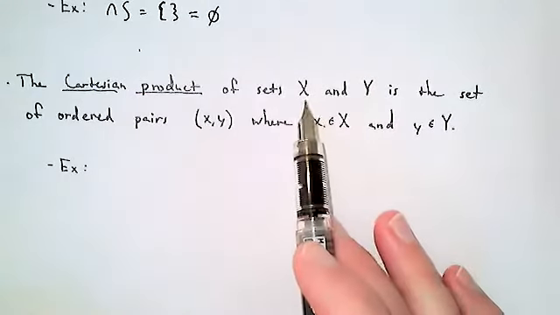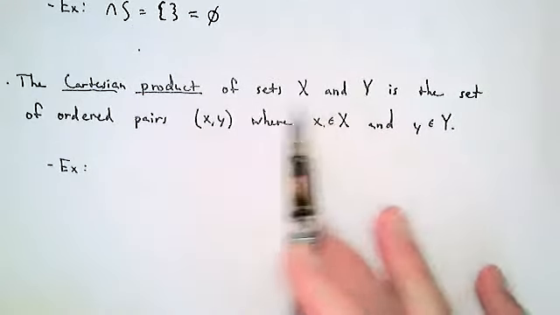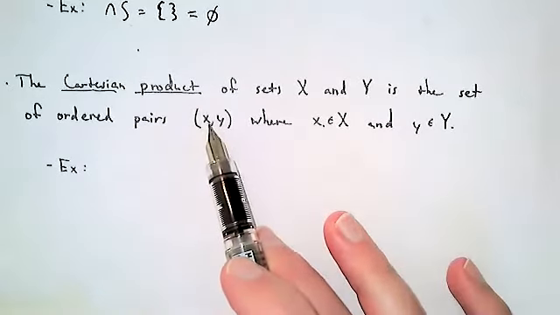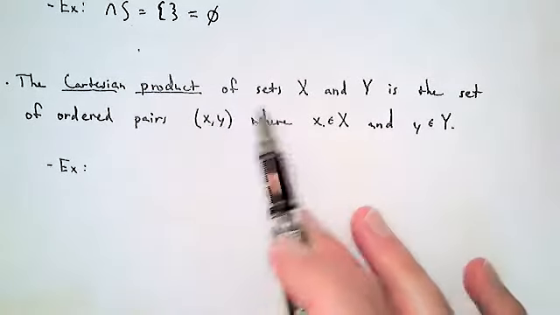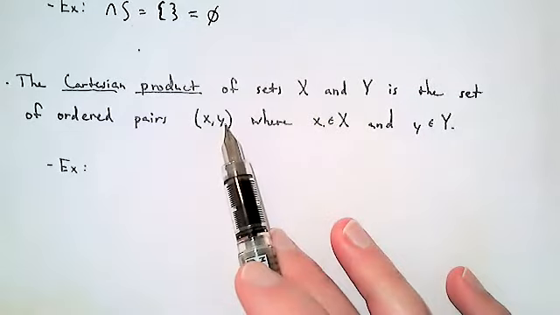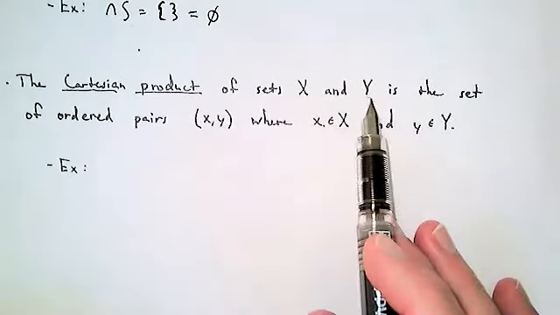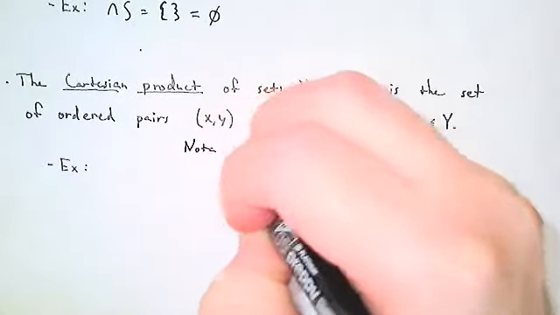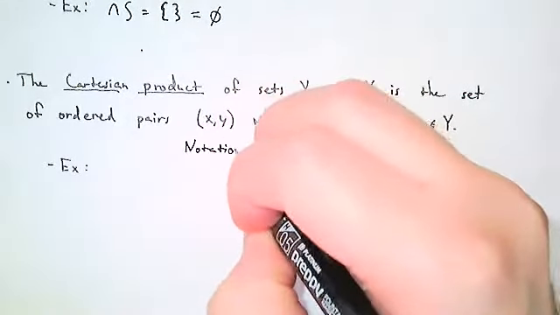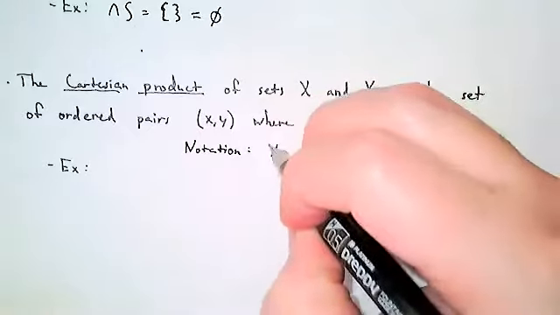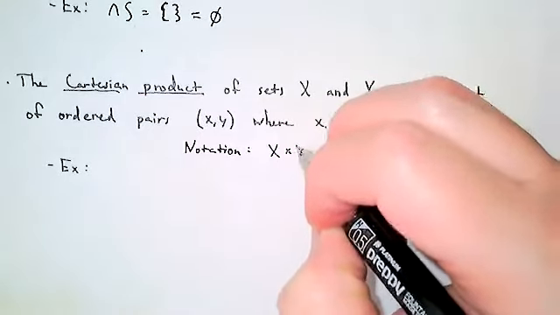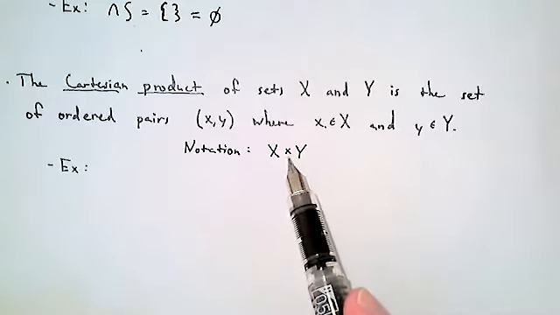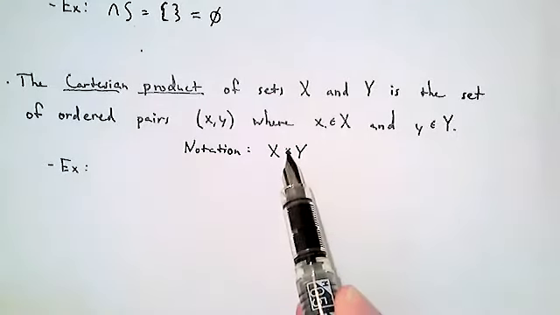The Cartesian product of two sets x and y is just the set of ordered pairs from the sets. So the first element in your ordered pair comes from the first set, and the second comes from the second set. And there's a little bit of notation here. If you want to talk about the set of ordered pairs, the Cartesian product, then you would take your two sets and write an x between them. So it looks like multiplication, but for a Cartesian product, you're always going to write an x.